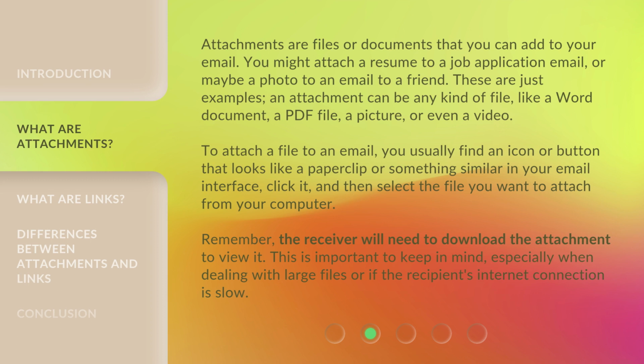To attach a file to an email, you usually find an icon or button that looks like a paperclip or something similar in your email interface. Click it, and then select the file you want to attach from your computer. Remember, the receiver will need to download the attachment to view it. This is important to keep in mind, especially when dealing with large files or if the recipient's internet connection is slow.